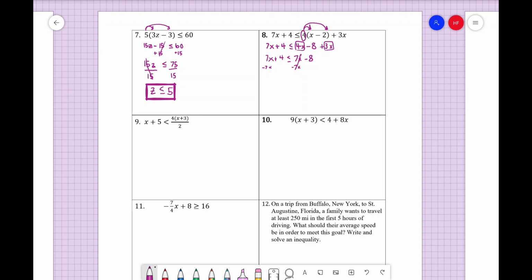If I had 7 x's, $7, and I gave all $7 to you, then I have $0. So there's no more x's in this problem. So we just have 4 less than or equal to negative 8. If we ever end up where we have just numbers, we have to say, well, is this true? Is 4 less than negative 8? Well, it's not true.